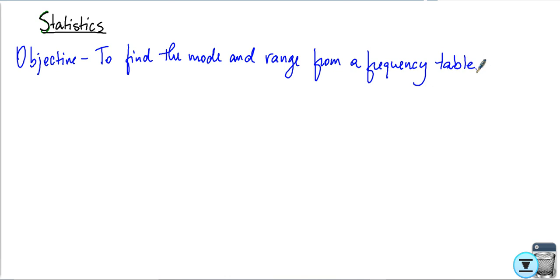So in our previous lessons we focused on finding the mean and finding the median from a frequency table. This time we're going to find the mode and the range. So now let's start by refreshing our memory about what is the mode and what is the range.